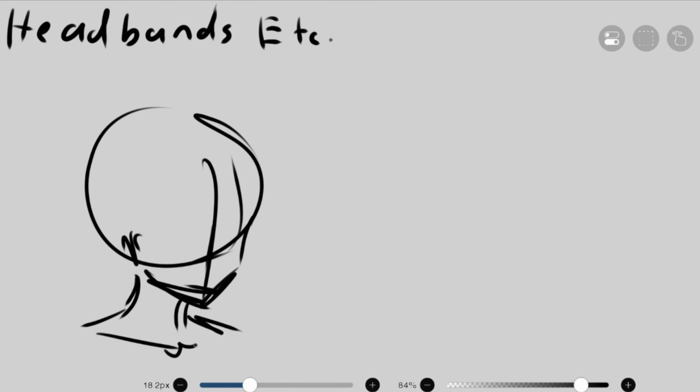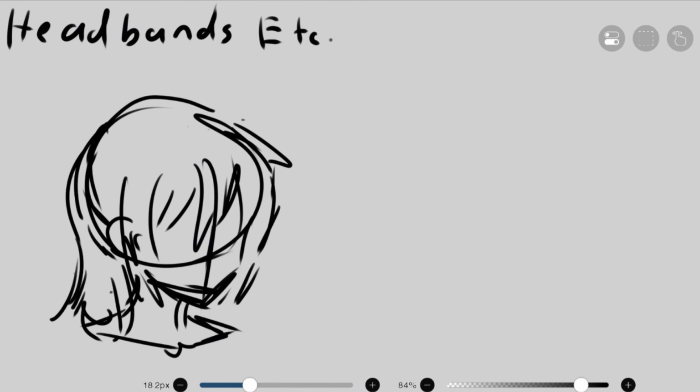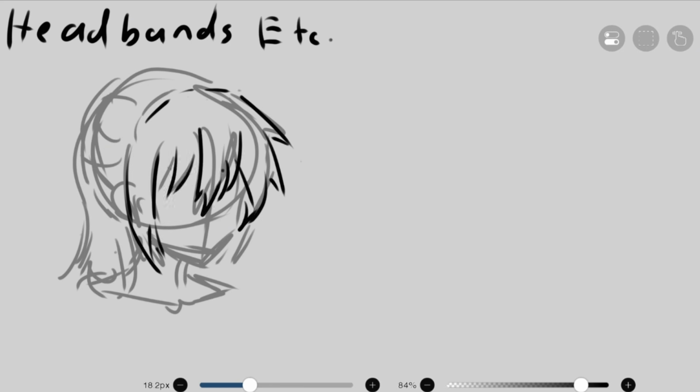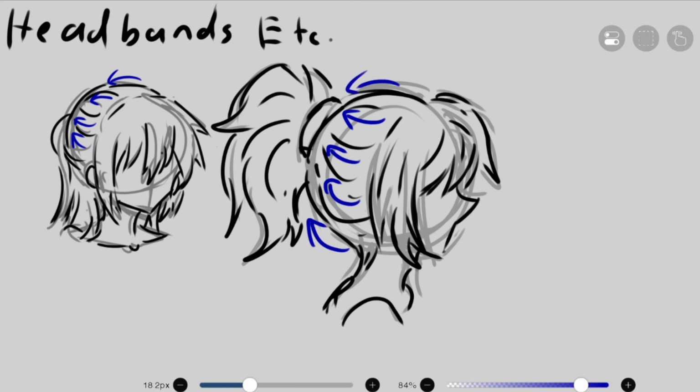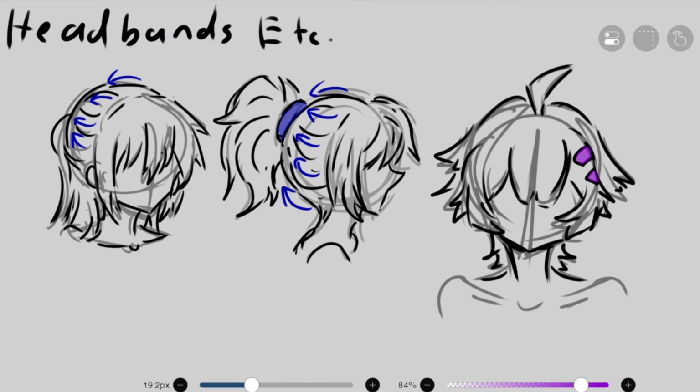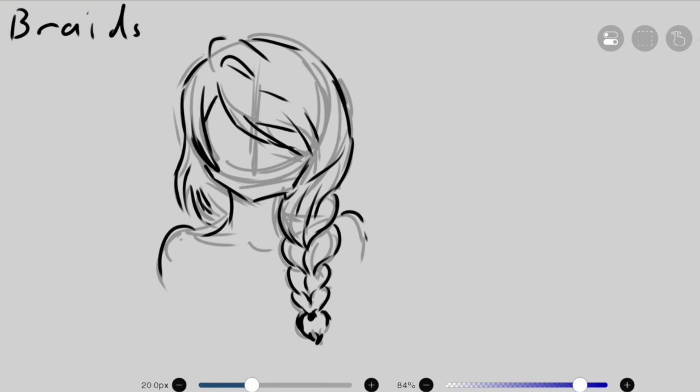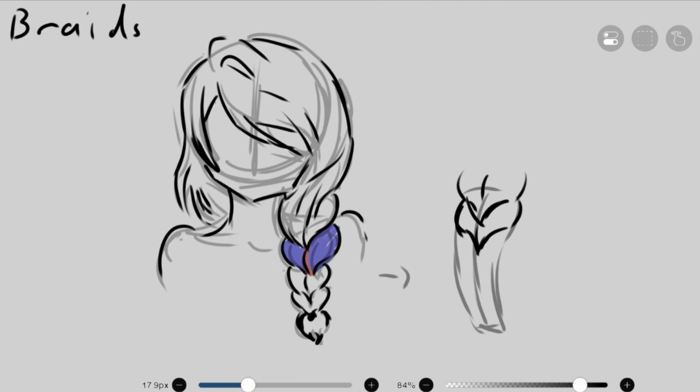Headbands, ribbons, or other stuff. Headbands or some type of clips will basically turn the flow of the targeted hair towards themselves. They could also just be for cosmetics as well. Braids. The point is to think about the segments. First, find the bigger shape and flow, then carve the smaller segments into it.